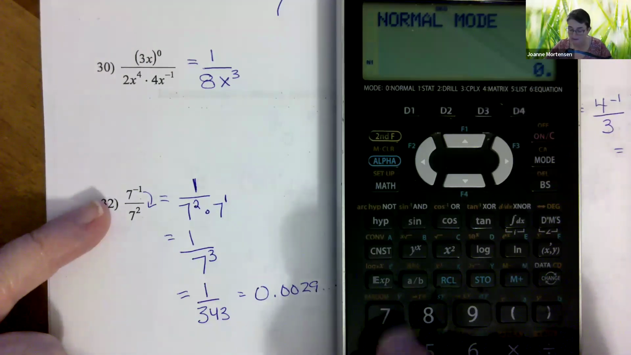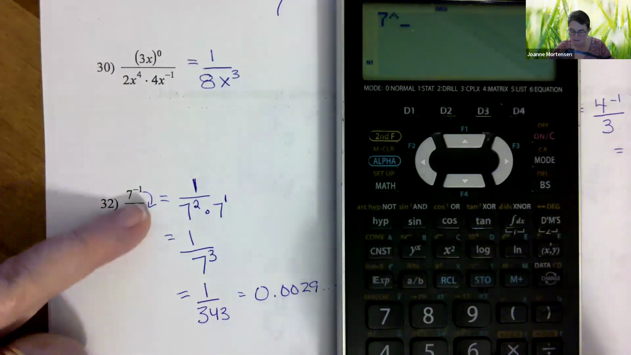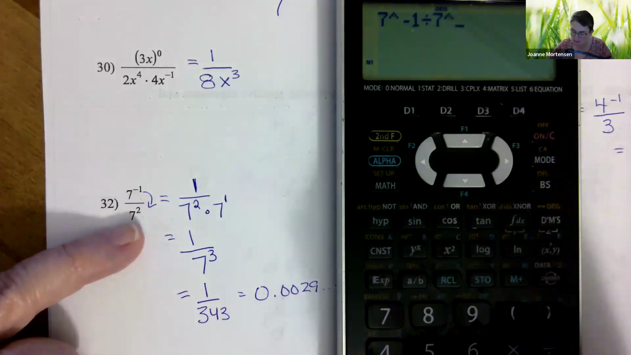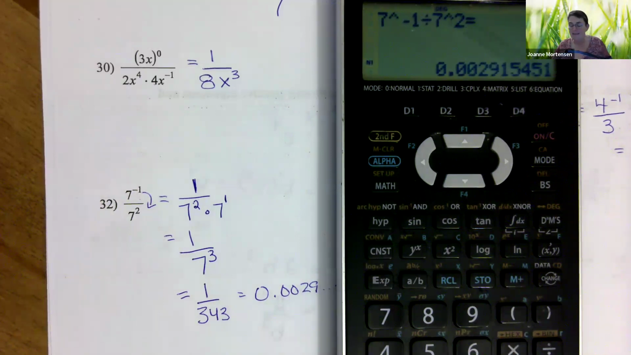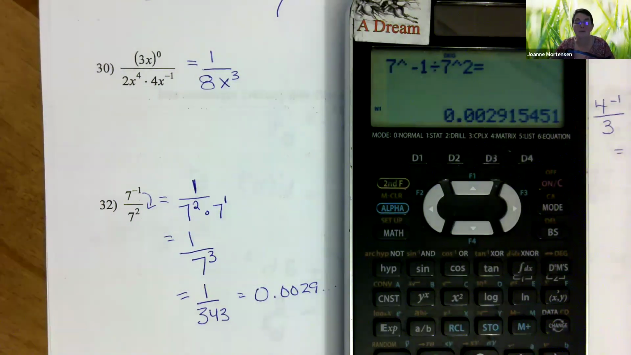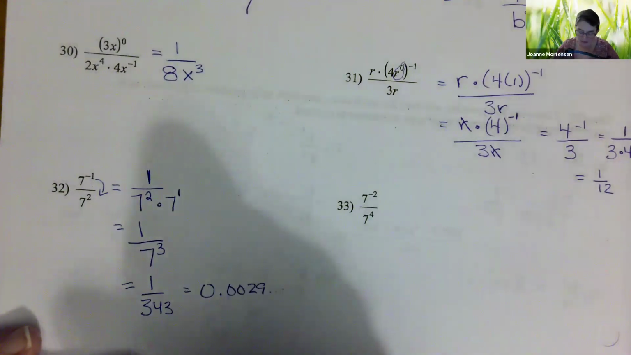So, 7 exponent minus 1, divided by 7 exponent 2. I don't know if you can see this with my crazy video. And bam. Look at that. I probably wouldn't accept that as an answer, but I'd give you part marks. Because the question way up the top said to give me a positive exponent, and there's no exponent at all on that.